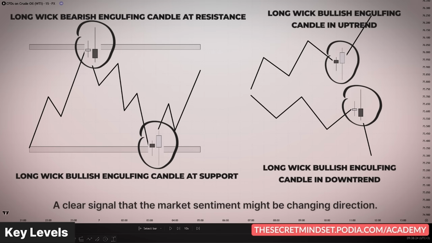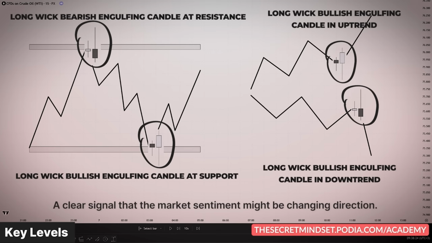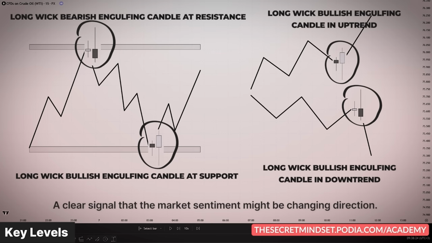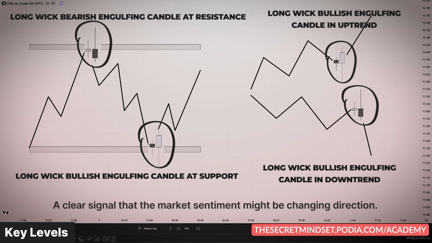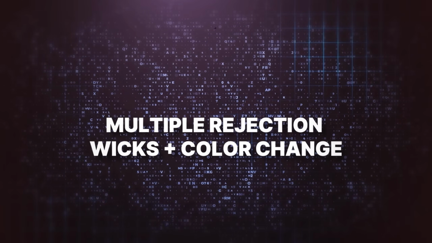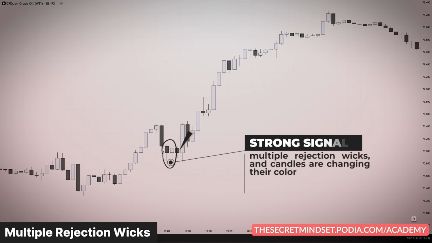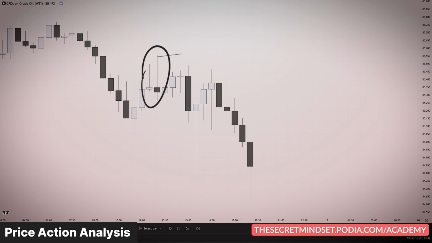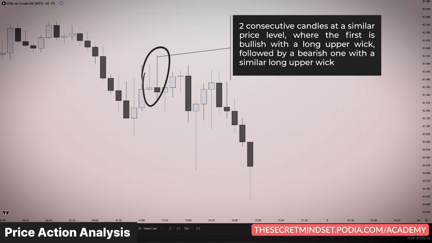A bullish long wick engulfing candle at a key support level might suggest a potential upward reversal, tempting buyers to enter the market expecting future gains. When you see multiple rejection wicks and candles are changing their color, you are witnessing a strong signal. In this example, observe these two consecutive candles at a similar price level, where the first is bullish with a long upper wick, followed by a bearish one with a similar long upper wick. This formation can tell you a lot about what's happening in the market.